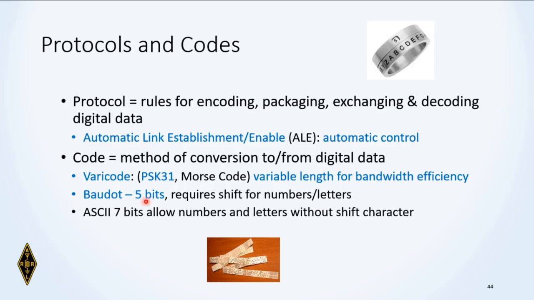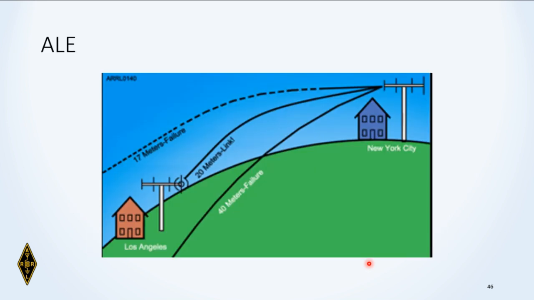The two go together. ASCII is another form of code. 7 bits normally. There's also an 8-bit version. It'll do numbers and letters without a shift character. So if we've got 7 bits, that would be 2 to the 7th power. I think that's 128. So you can get a lot more. And then we saw that.